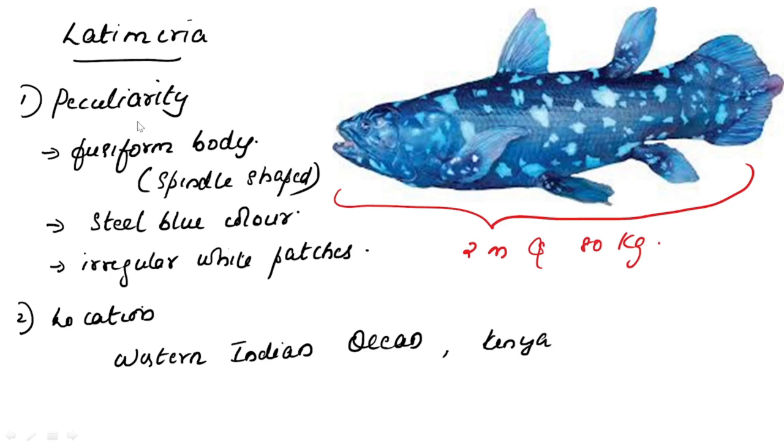Latimeria. What is its peculiarity? Its body is fusiform. Fusiform is another name for spindle shape. This spindle shape, both ends are pointed. And steel blue color and irregular white patches we can see on its body. Regarding the location, where is its habitat? It's usually found in the Western Indian Ocean and Kenya, and it can grow up to 2 meters and gain 80 kilograms of weight.